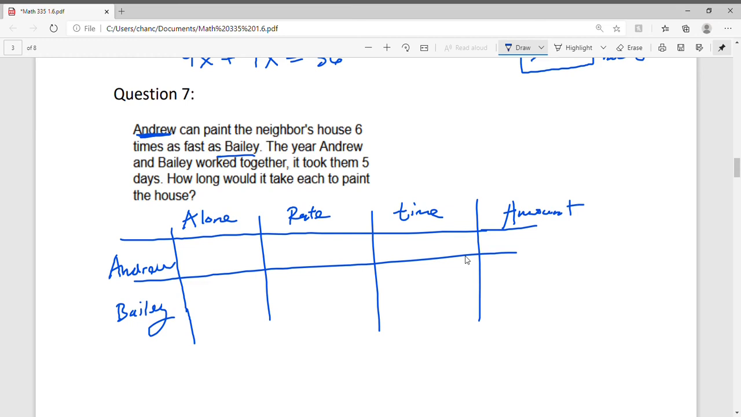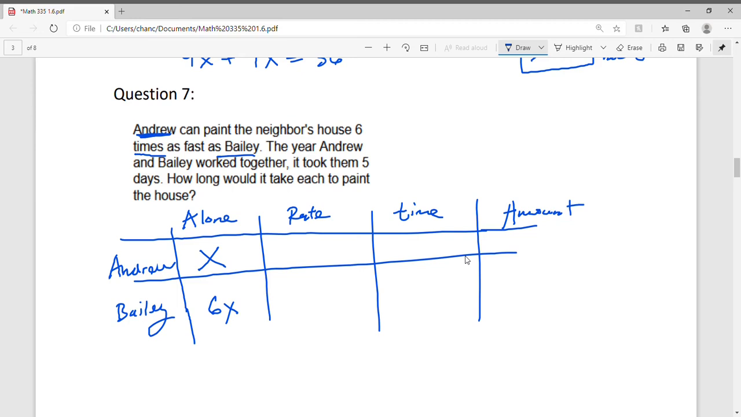We know Andrew can paint the house 6 times as fast as Bailey. So one of these has to be X, and one of these has to be 6X. Andrew should get X, and Bailey should get 6X. Now think about it for a moment. Andrew can paint the neighbor's house 6 times as fast as Bailey, which means he's faster. So pretend X is 1 hour, Bailey would take 6 hours. So don't get that confused.